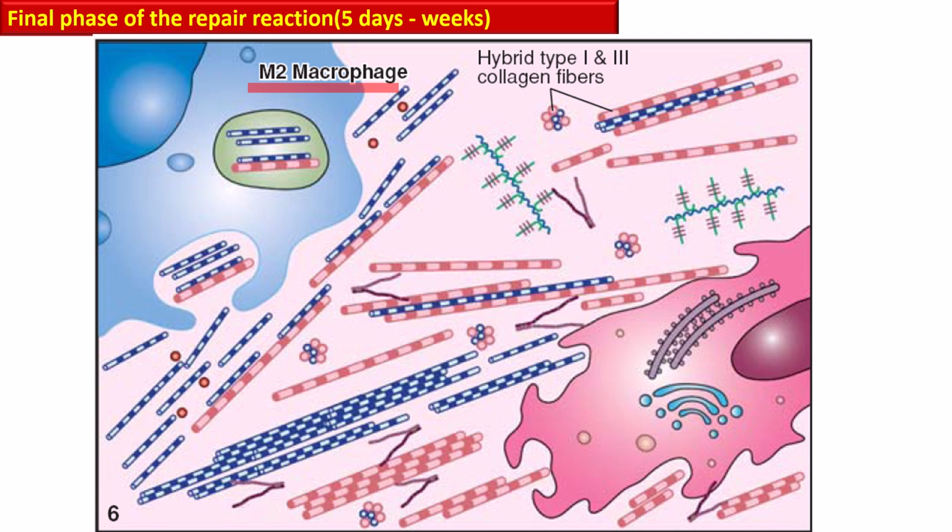So hybrid collagen fibers are visible in this final phase. This hybrid collagen fiber type, composed of type 1 and type 3, is visible and provides strong tensile strength to the tissue. Type 3 is flexible but is now partially replaced or mixed by type 1 for final tissue strength. The hybrid fibers show the transition toward mature scar tissue.